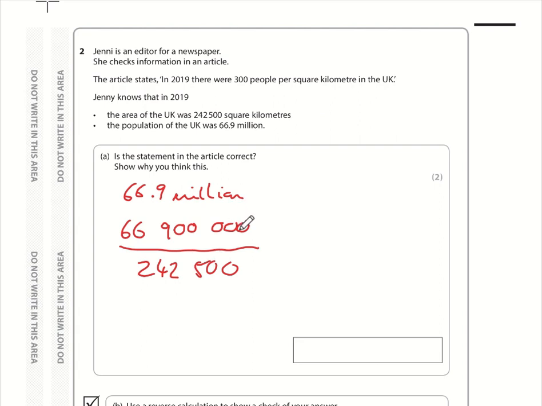That's what you need to type into your calculator, and that comes to 275.876. So we can say that that is approximately 276 people per square kilometre. So is the statement in the article correct? Well, I would say no, because 276 is not 300.